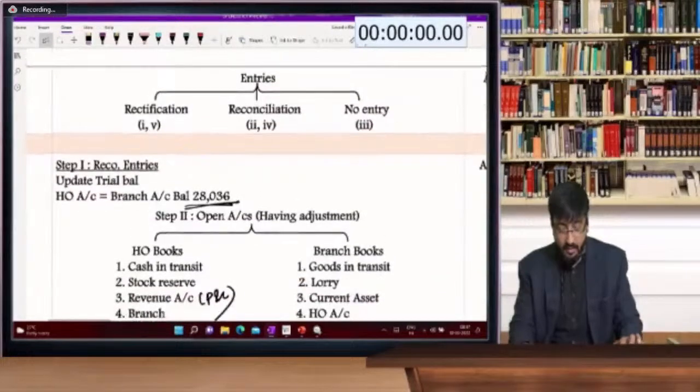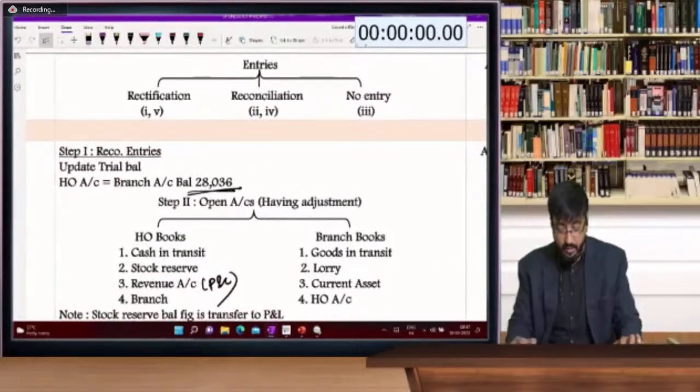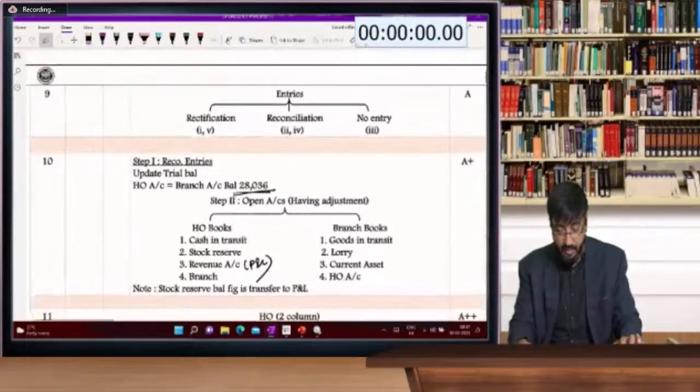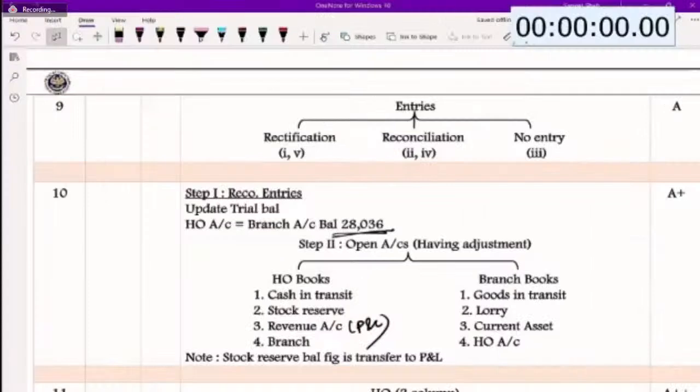Illustration 9, rectification entries, reconciliation entry and no entry. So this is the 9 number question, A category. This is 9 number. You can take a screenshot, 9, 10. Very good. Janesha is telling me, sir, when I read this question for the first time, I just understood it 50%. But now after your explanation, I got it more than 100%. Very good, beta Janesha.